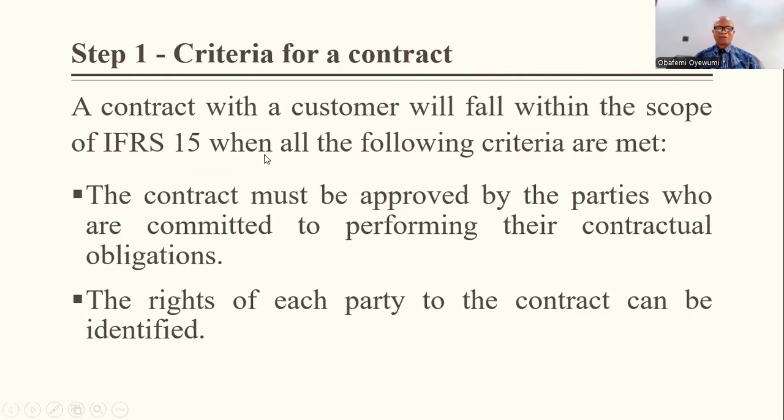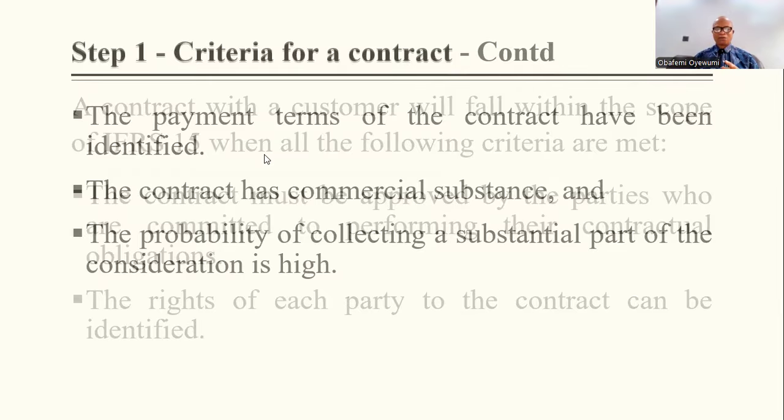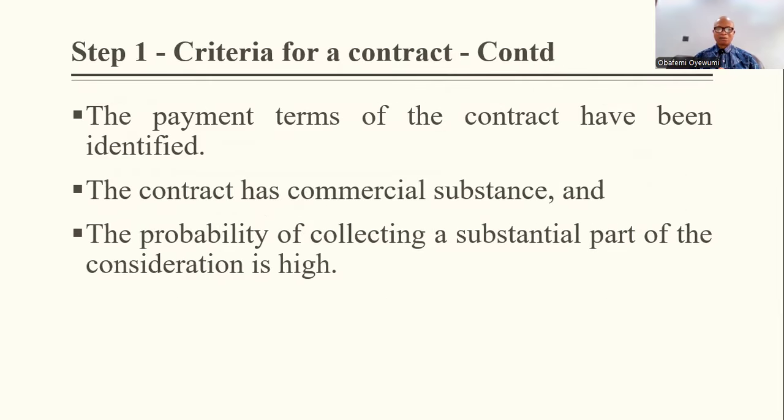Okay, let's look at the fourth one. The fourth criterion. What's the fourth one? The payment terms of the contract have been identified. Again, what are the payment terms? It must be identified. They must be known. An entity must be able to identify the payment terms for the promised goods and services within the contract. So if it is not known, then there is no contract.